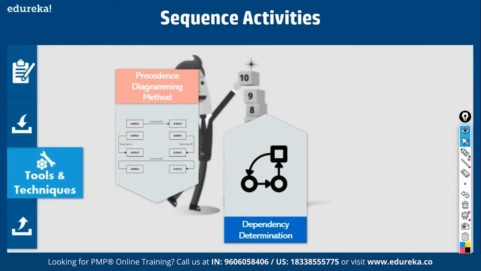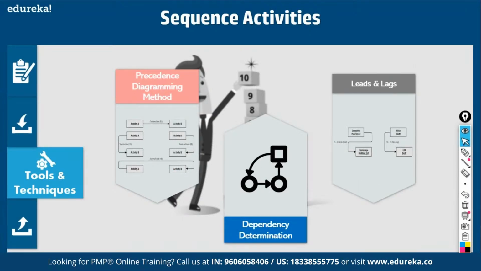Okay. Then dependency determination. That is what we saw now, right? Then leads and lags. See, this is a lead. What does it mean? Let's say this takes 10 days and this takes 10 days. It should normally be 10 plus 10, 20 days. But you are introducing a lead in the successor activity, let's say by 5 days. That is, it'll reduce the duration by 5 days. It becomes 15. So lead has the effect of reducing the duration. Lag refers to delay.